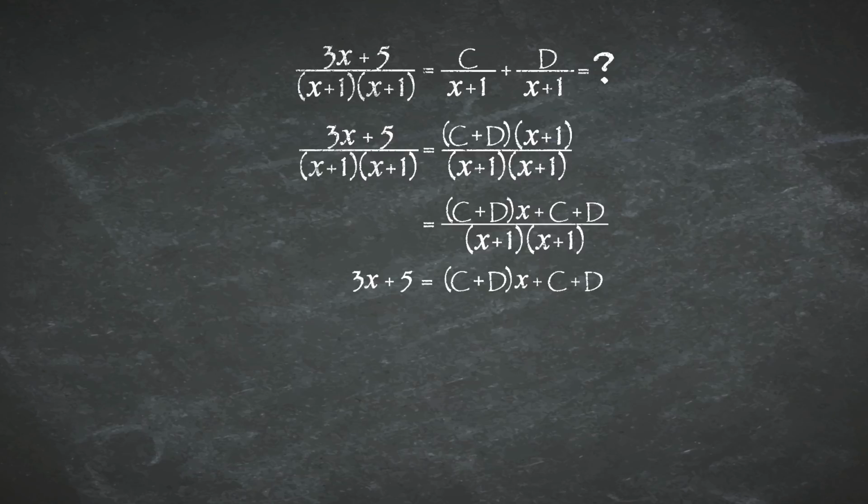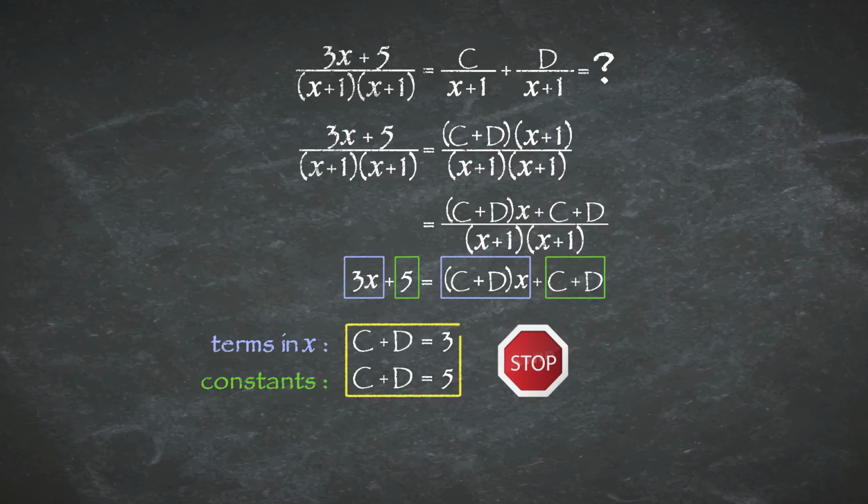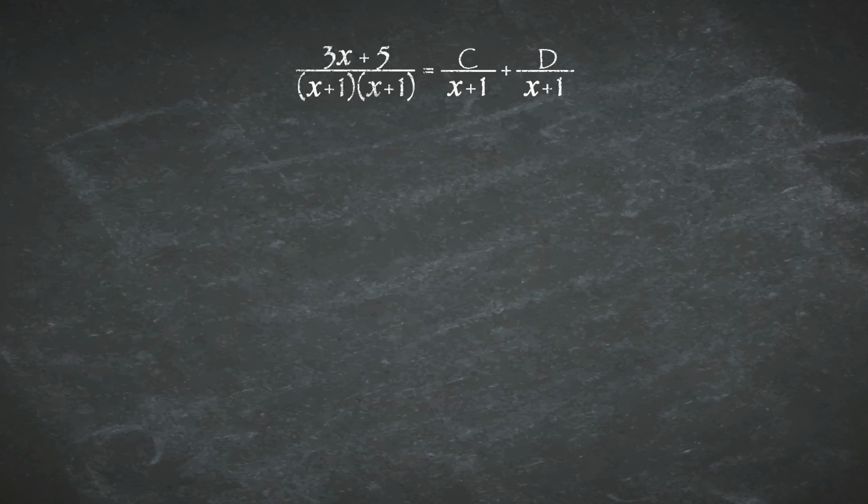Let's try comparing the coefficients. From the terms in x, we have c plus d equals 3. Next, look at the constant terms. So c plus d equals 5. Wait a minute, something is wrong. c plus d cannot have two different values, so this method does not work. So what can we try?